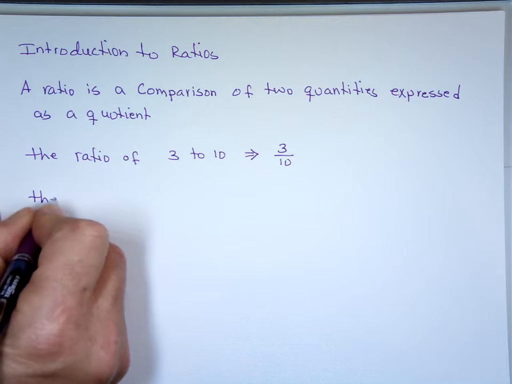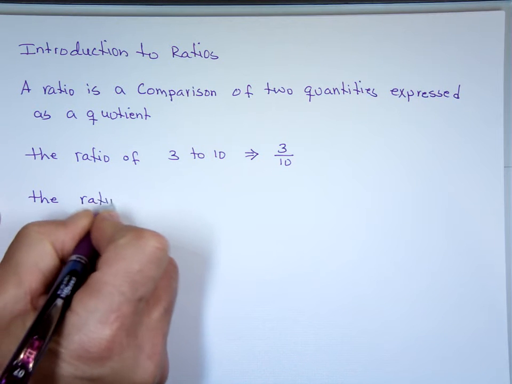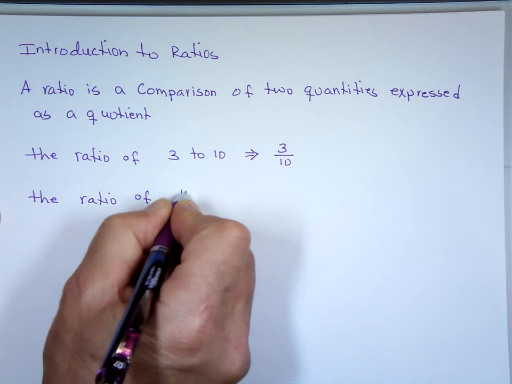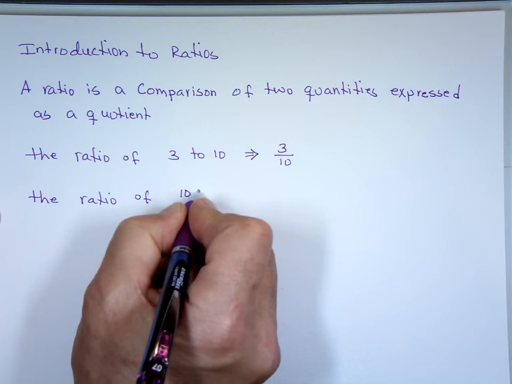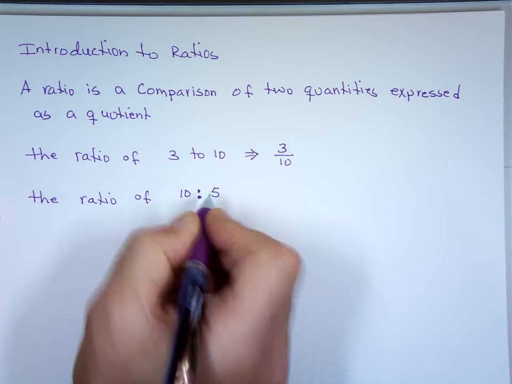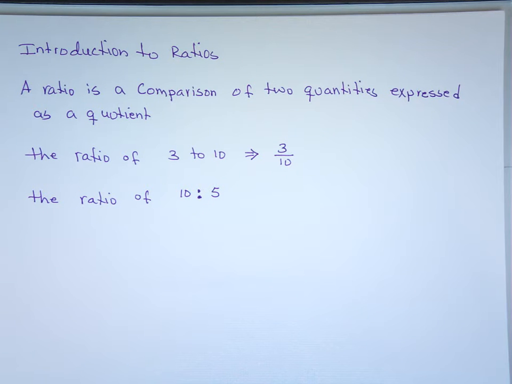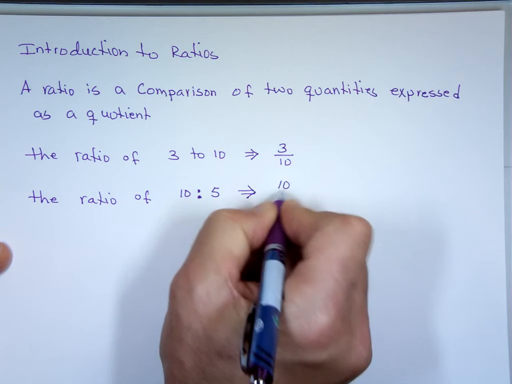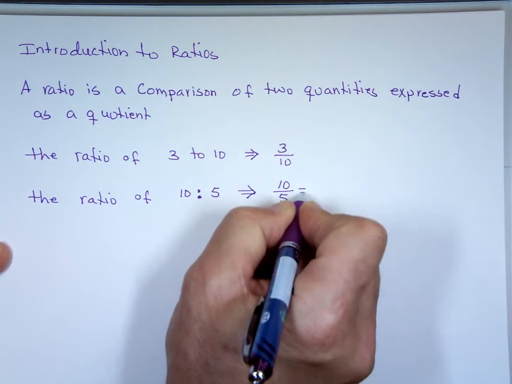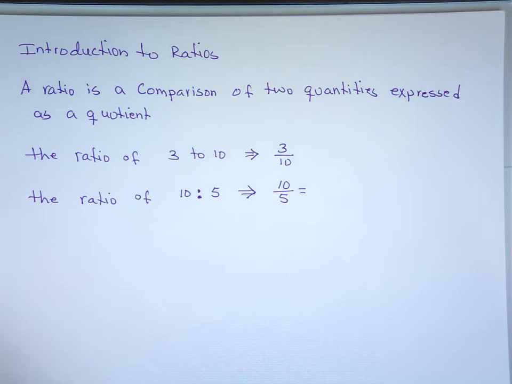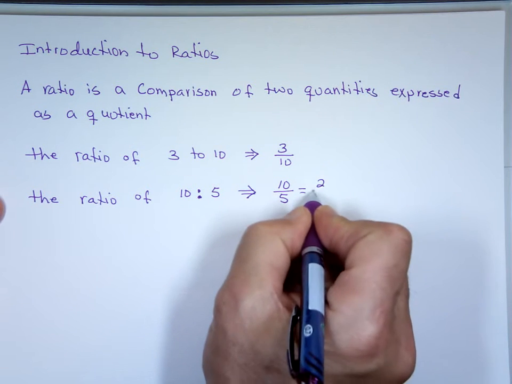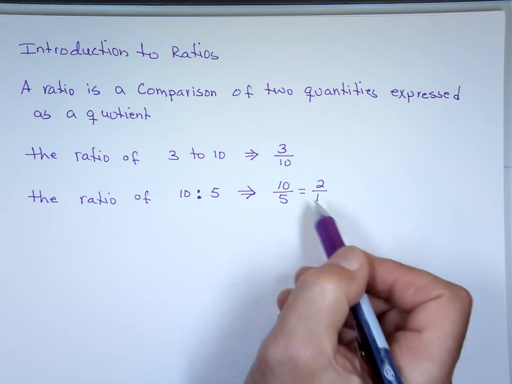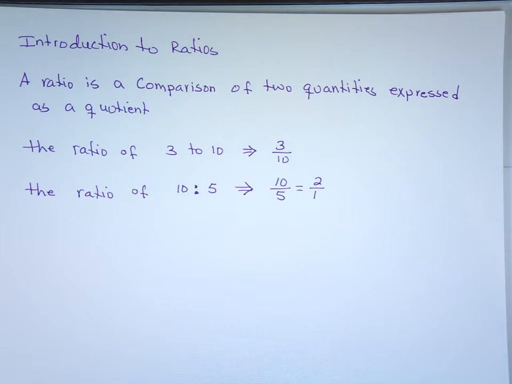The ratio of 10, notice the word "to", I'm going to write "to" by writing a colon. 10 to 5. That's another way of writing that. So we write that as what? 10 over 5. When you simplify it, you know the math says 2, but you have to write that as 2 over 1. It has to be a fraction. For every one of these, there's 2 of these. That's what that means.